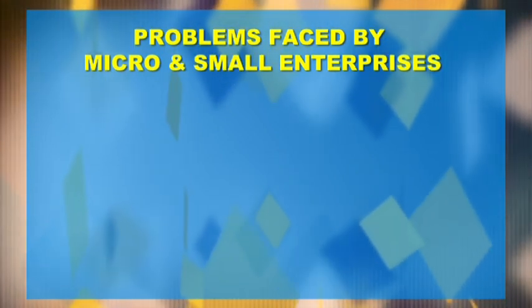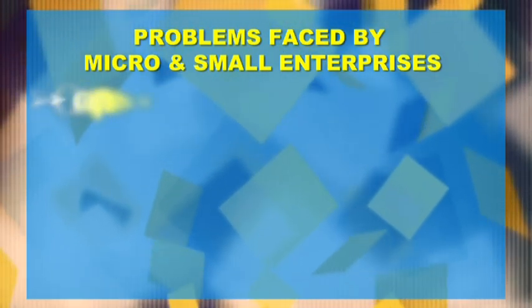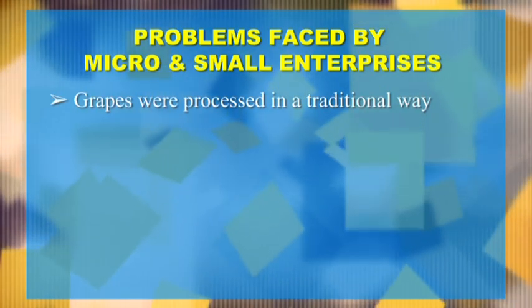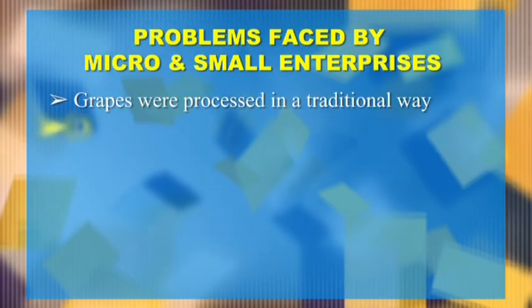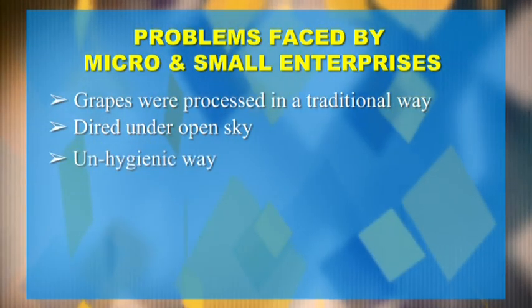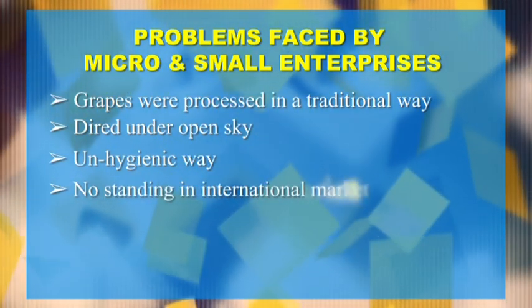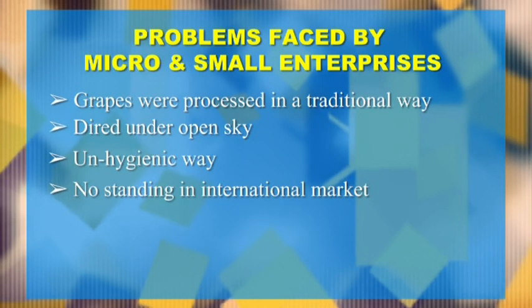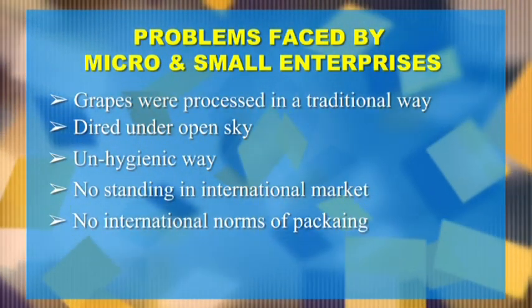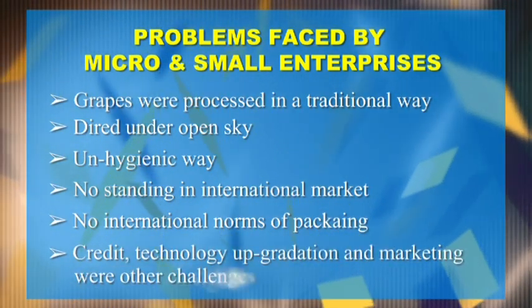Micro and small enterprises were facing problems before the formation of this cluster, like grape processing was carried out in a very traditional and conventional way by simple machines designed on their own. Grapes were dried under open sky, which was a very unhygienic way of making the raisin and did not have any standing in the international market. Also, it did not even comply with the international norms of packaging for exports. Other problems faced were related to credit, technology upgradation and marketing.